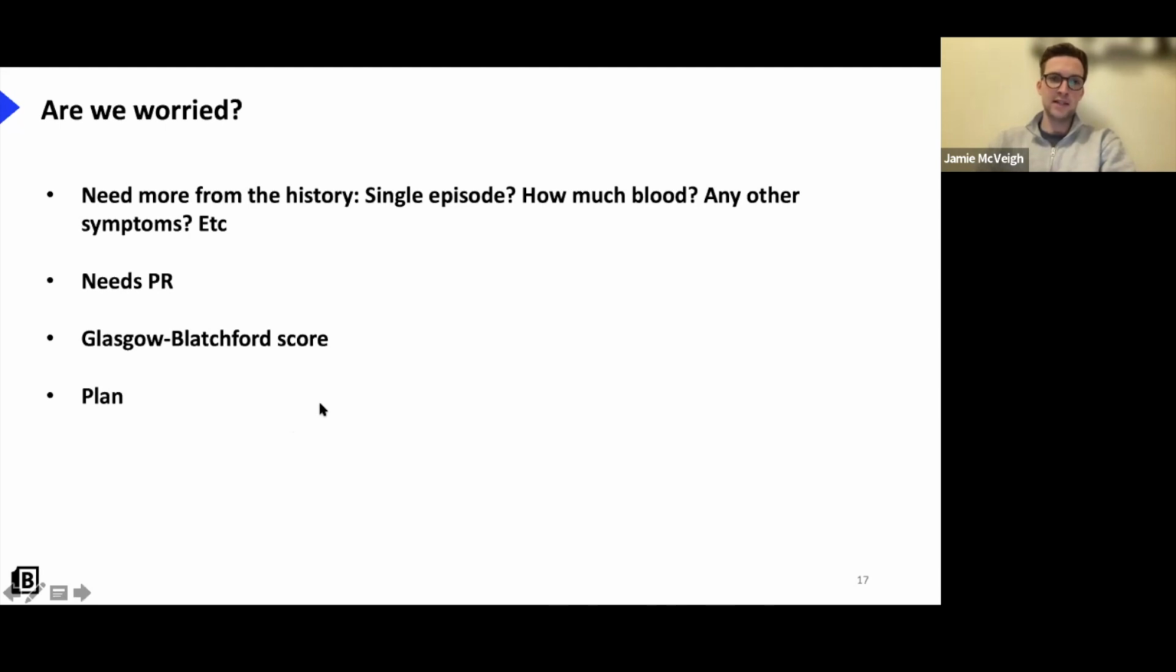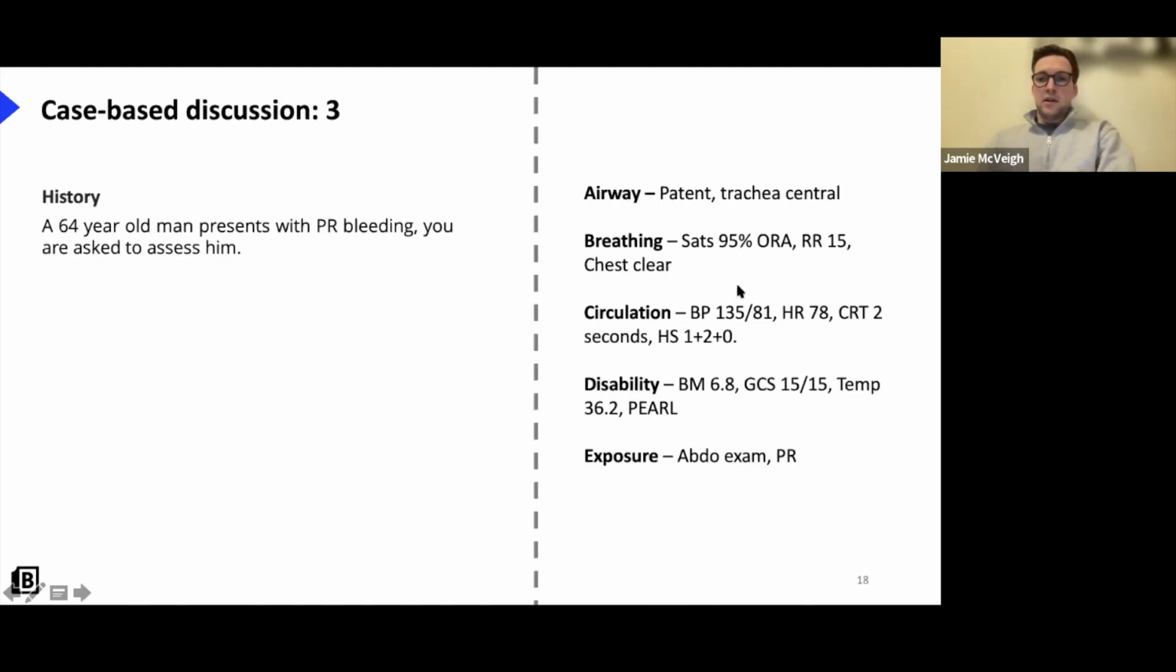So nice, easy one, that. Case 3, 64-year-old man with some PR bleeding. Okay. So thinking more about lower GI bleeds now.